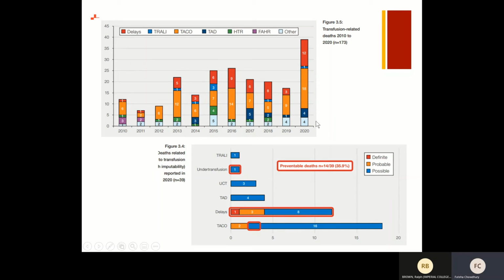This slide takes you through the transfusion-related deaths for the last decade, so 2010 to 2020, which equals 173. And on the bottom slide here, the red shows the definite cause of death. So 1 cause of death due to delay in transfusion, and 3 probably due to delay. And with TACO, there were 2 probably due to TACO, and 16 were possible TACO-related deaths.